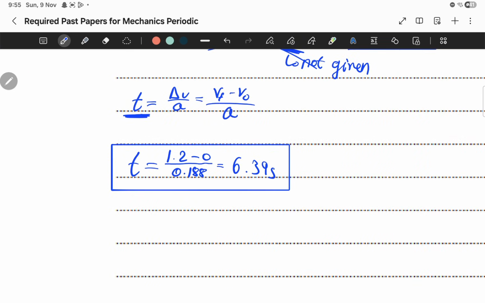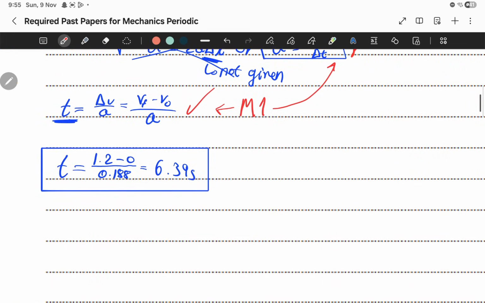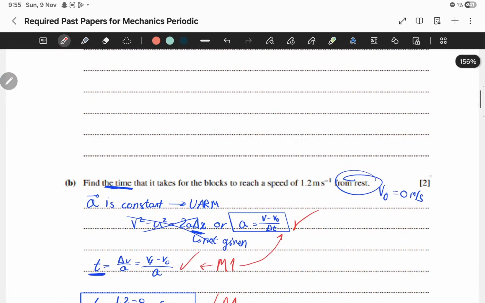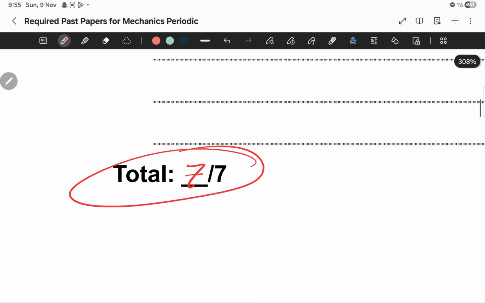Now, the marking for this is really simple since it's only 2 marks. You write that 1.2 is equal to, okay, this is just a weird equation, for use of the constant acceleration formula and solving for t with the positive a. So we used the constant acceleration formula and solved for t with the positive a, so this is correct. You get M1 for this. Now, for the second mark you get A1 for writing 6.39, and that gives you 2 marks. So this is the end of this question, and the total is 7 out of 7.